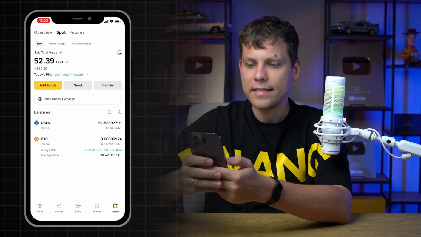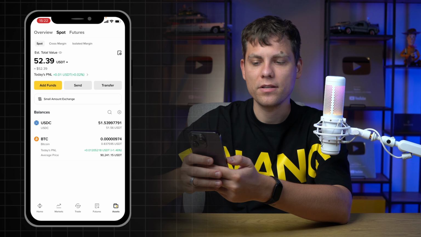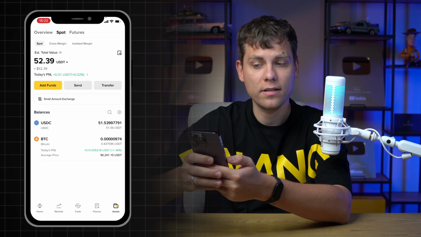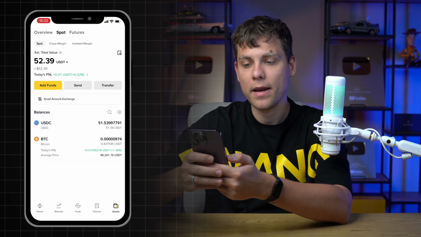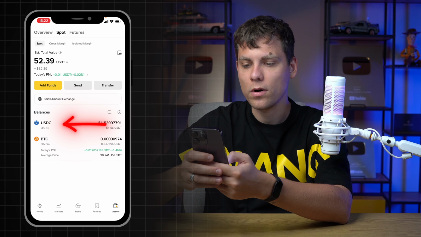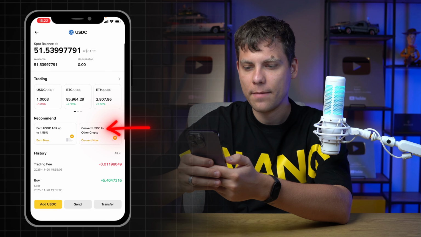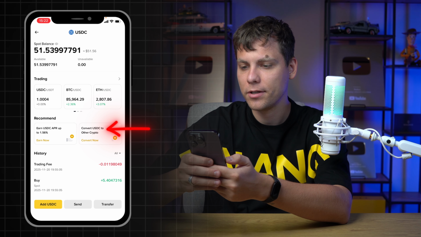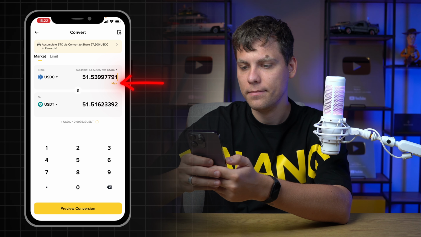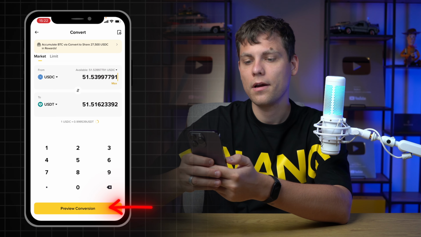So to begin, since in previous lessons we deposited USDC, we need to exchange USDC for USDT because at the moment there are more trading pairs available in USDT on futures. For this, in the spot wallet, go to USDC, tap Convert USDC to other crypto. At the bottom, select Convert to USDT, maximum, preview conversion, convert.